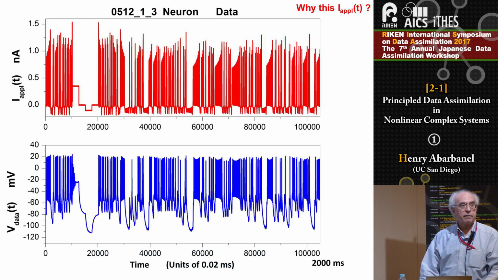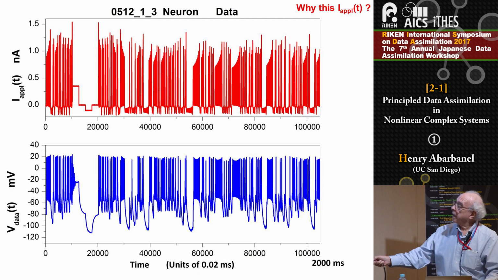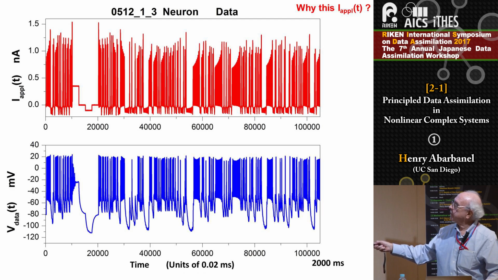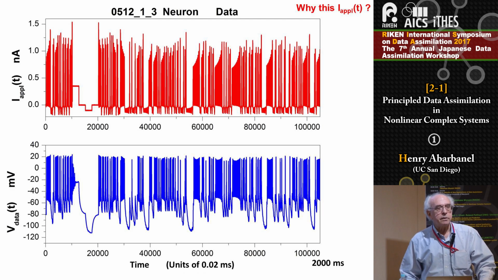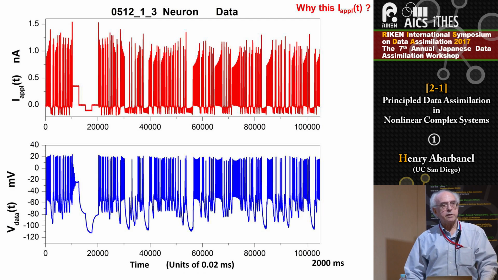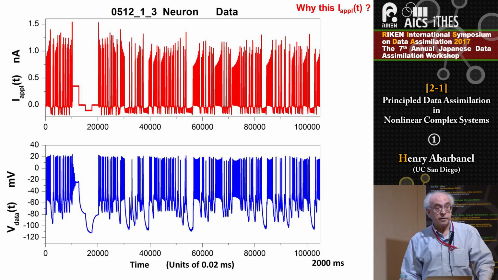Here's an example of data. At the top panel, we have the current in nanoamps as a function of time. This is about 2 seconds of time, with delta t here being 0.02 milliseconds. This is the voltage response of the neuron. And from that, we want to estimate the order 10 state variables, order 50 parameters of a model of Hodgkin-Huxley type, which has biophysical interpretation of the neuron itself. That's the challenge.